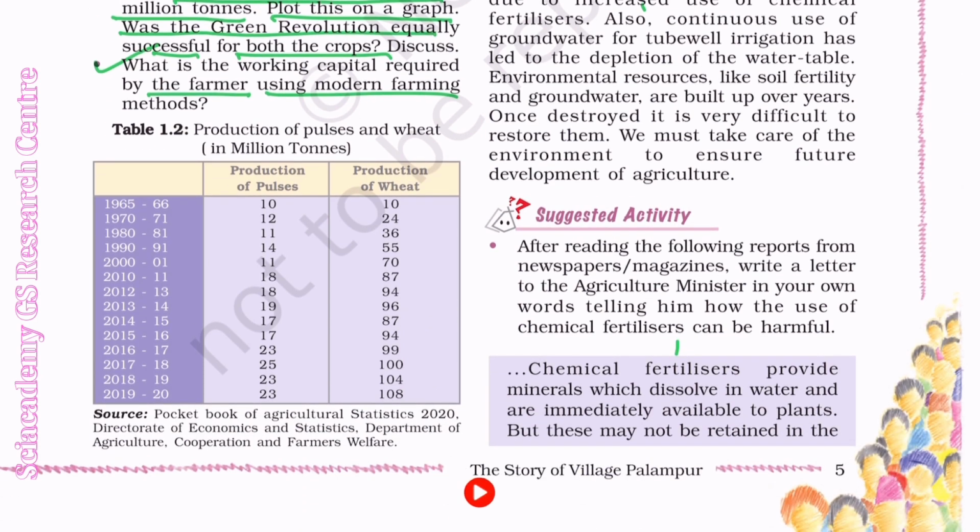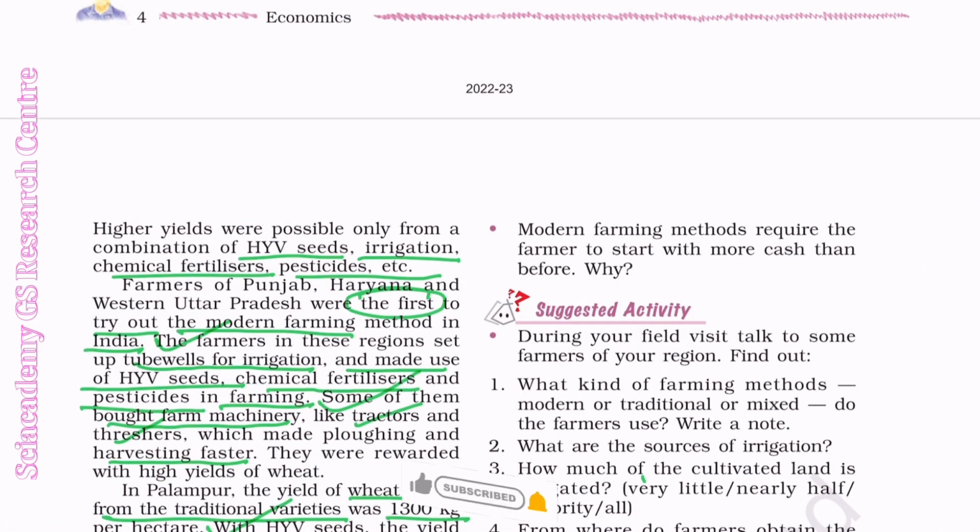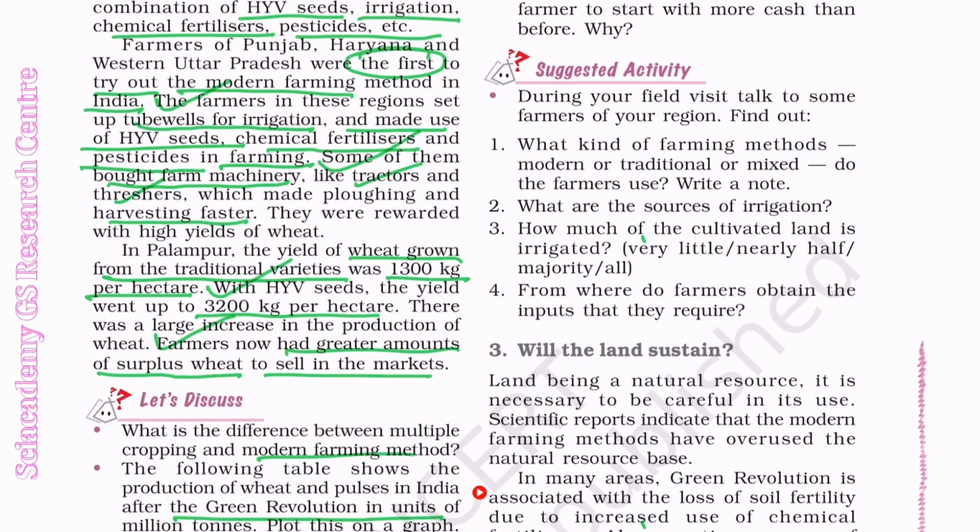Table 1.2: Production of pulses and wheat in million tons. Source: Pocket Book of Agricultural Statistics 2020, Directorate of Economics and Statistics, Department of Agriculture, Cooperation and Farmers Welfare. Modern farming methods require the farmer to start with more cash than before. Why? Suggested activity: during your field visit, talk to some farmers of your region.